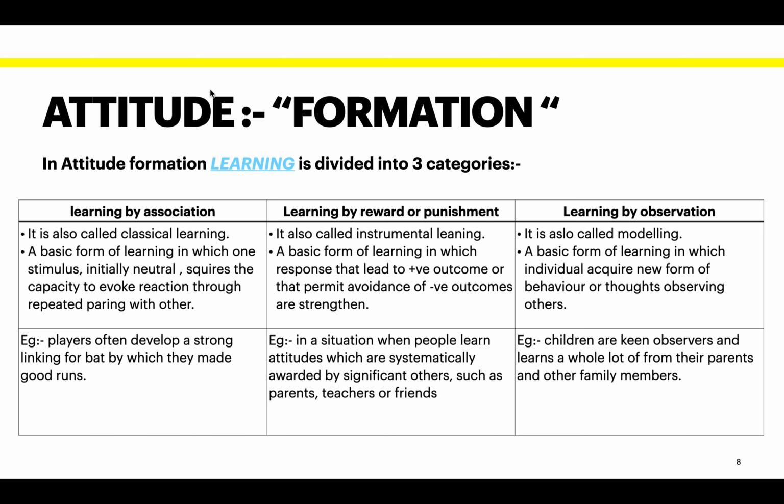So a basic form of learning by association is classical learning. You learn in the way that if you are writing with a particular pen and you score good marks, then you will attach a feeling that by writing with this pen I will have good marks, or that kind of mentality. If you adopt that, it is because of learning by association.